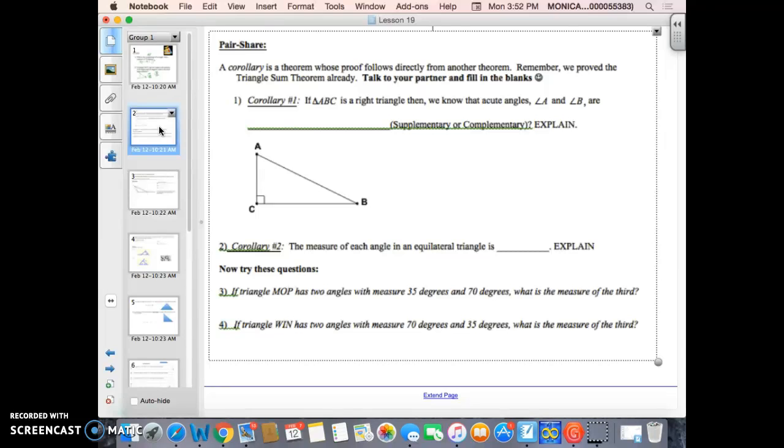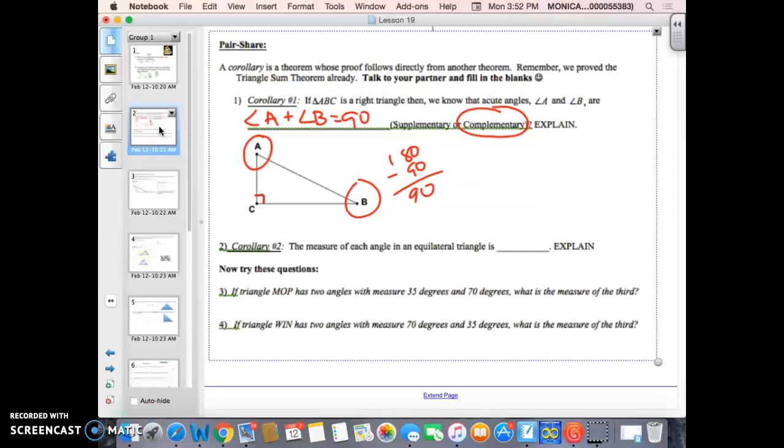If we know that this one's 90 degrees, then you know that this angle and this angle have to add to give you 90 degrees. So they're complementary because angle A plus angle B has to equal 90, because 180 minus 90 is 90. So these two have to add up to 90 degrees.